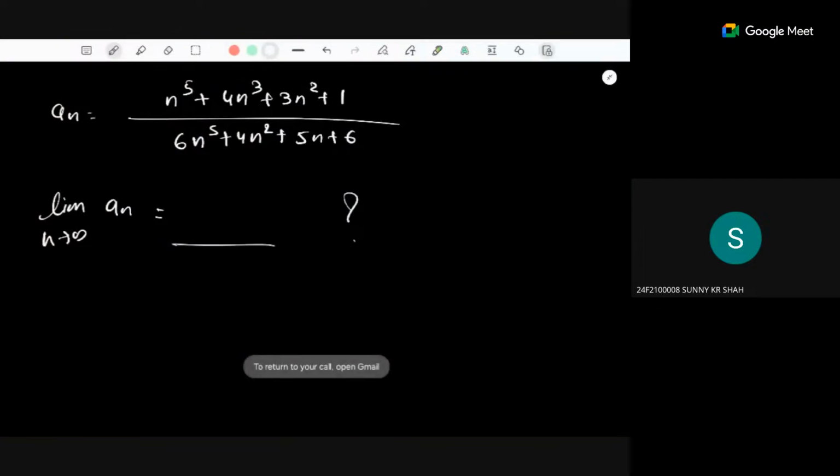So yeah, here the answer will be 1 by 6. Why is this so? Because as I told you, we need to change our sequence into known limits. So we know that 1 by n goes to 0 as n goes to infinity. So in such type of question where the sequence is written in the fractional form, numerator and denominator, what you will do, you'll pull out the largest power of n.